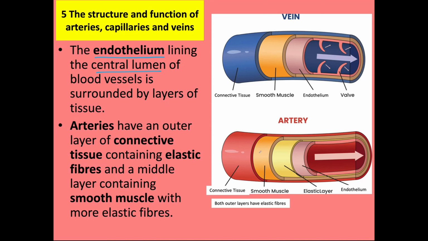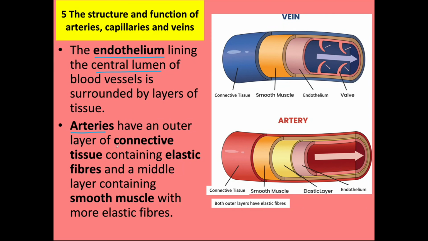So if we look at our diagram here, we can see an artery at the bottom. We've got our lumen in the middle. Surrounding that lumen, we've got our endothelium. Surrounding that, we've got our smooth muscle, which contains elastic fibers. And then we've got our connective tissue on the outside, which also contains elastic fibers.